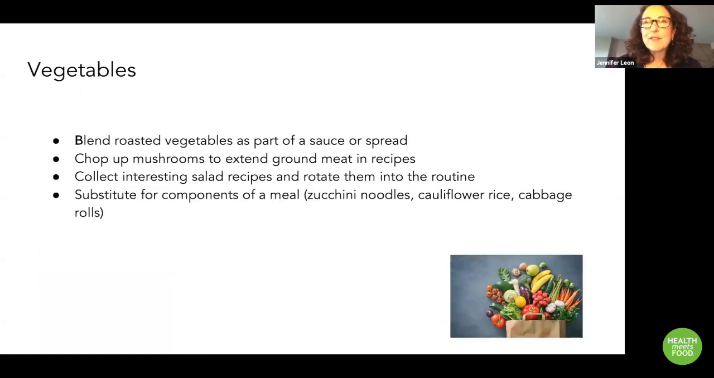So when you've roasted off these vegetables, remember, you could blend them up as part of a sauce or a spread. You could add mushrooms to extend ground beef in recipes. And you also want to think about the patient's lifestyle. Do they have time to do all this? If not, how can they start it in the beginning of the week and then cross-utilize those ingredients as they go forward? Okay, next slide.